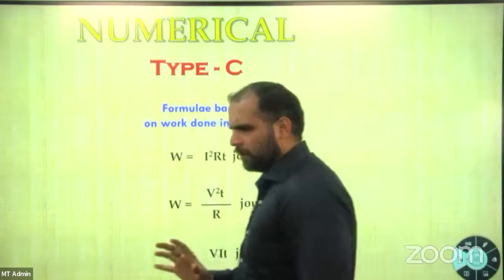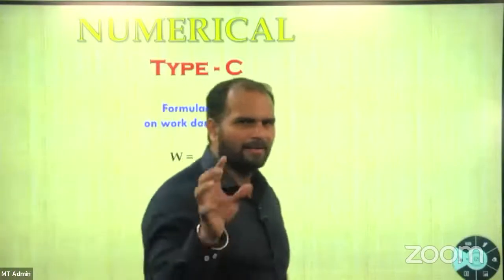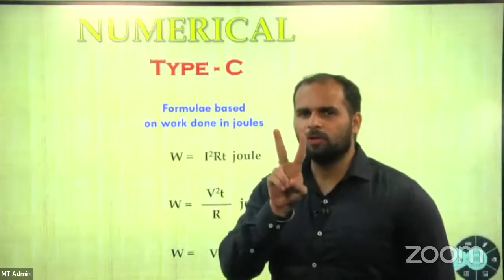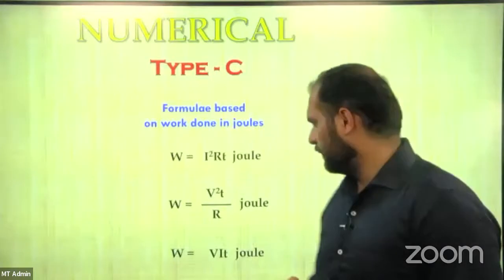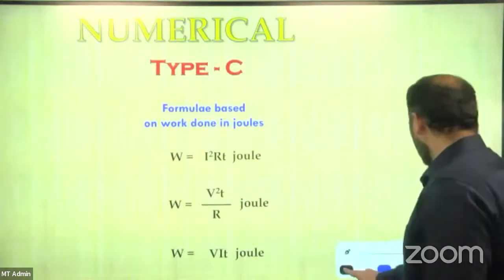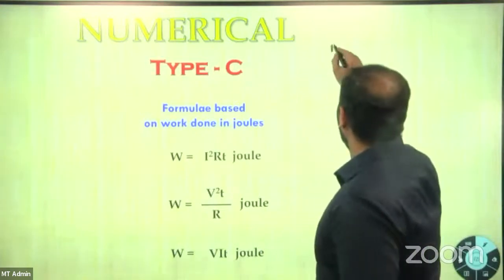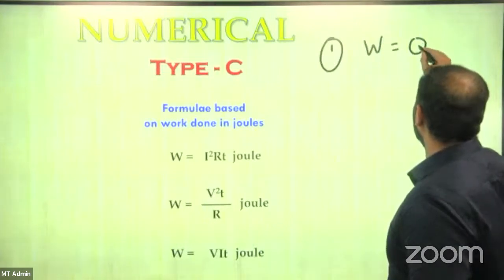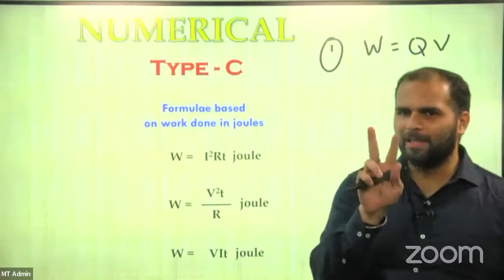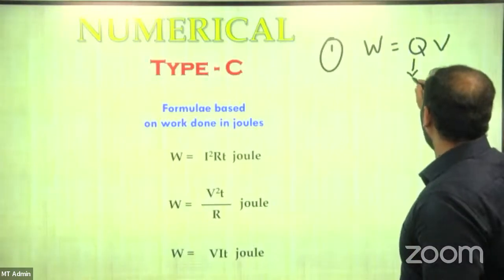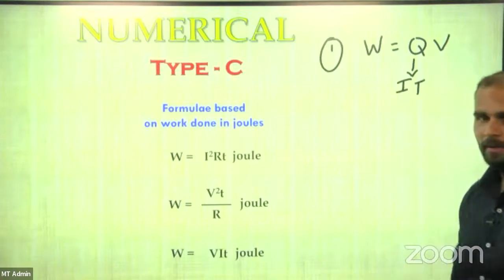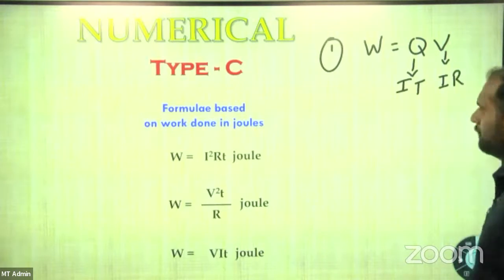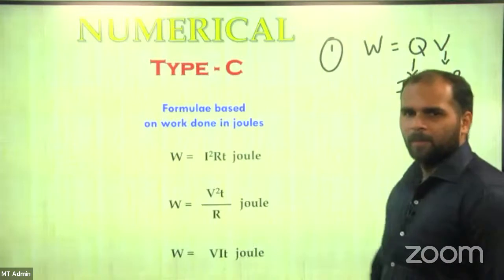Okay, first of all, in the first slide, we had some basic formulas, right? The first formula was Q is equal to IT. Second was W is equal to Q into V, right? So we'll just have an explanation over here. What is W? W is Q into V. But we know that we can substitute this Q as IT, and we can substitute this V as I into R. Am I correct with this part?